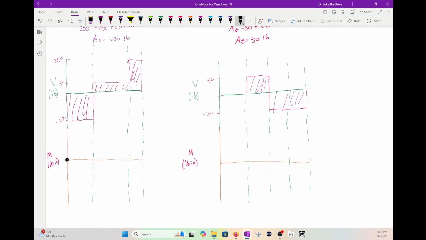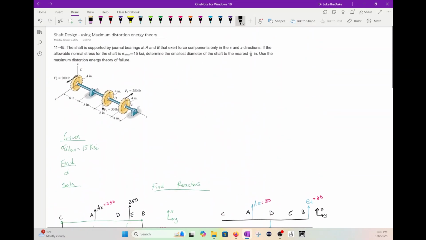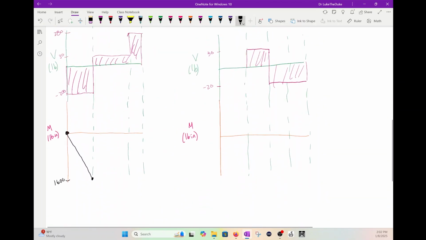All right, so this starts at 0. And it's going to go to A. I'm going to go all the way down to here. And this is going to be 1600, which is 200 times that dimension, which was what? 8 inches, right? So 200 times 8, 1600. Then it's going to go up like this. And then it's going to eventually go to 0 here.